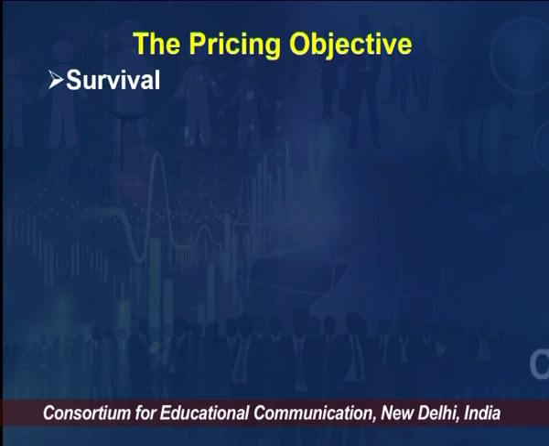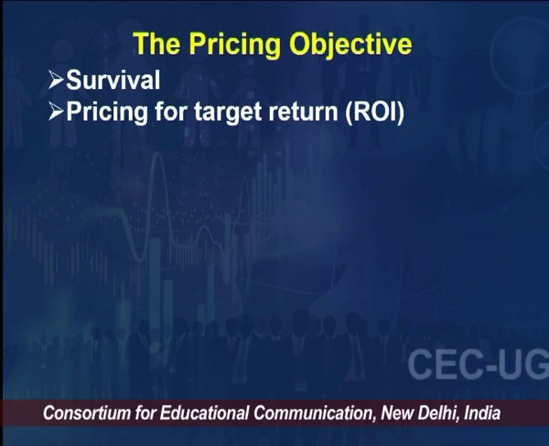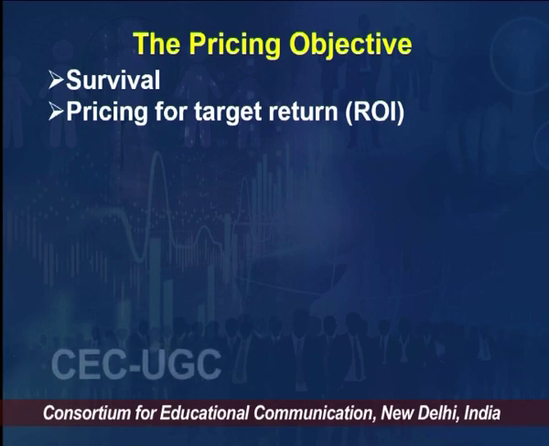Of course, the first one is survival. We have to survive as a marketer. Initially we have to find survival in the market, because we cannot survive without profit, and profit originates from the price only. The second is pricing for target return. At times we determine the pricing for an expected ROI. So I have decided that I want 10% return on my investment. My ROI is decided, and accordingly price is going to be translated in terms of ROI, if my objective is to ensure the achievement of that specific ROI. So pricing for target return can also be one of the objectives.